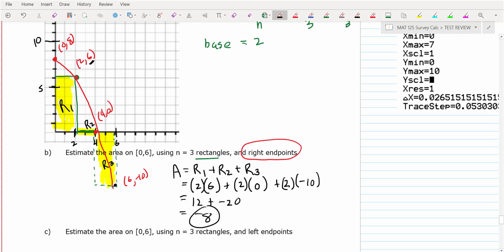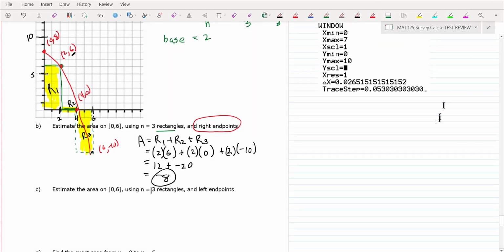Does it make sense to you all that you would get a negative answer on that? Why are you getting a negative answer? Because there's more area below the x-axis, exactly, and that's okay, right? Okay, so you can have a region below like that. Now, I'm not going to redraw the diagram for a left endpoint because it's almost the same anyway.